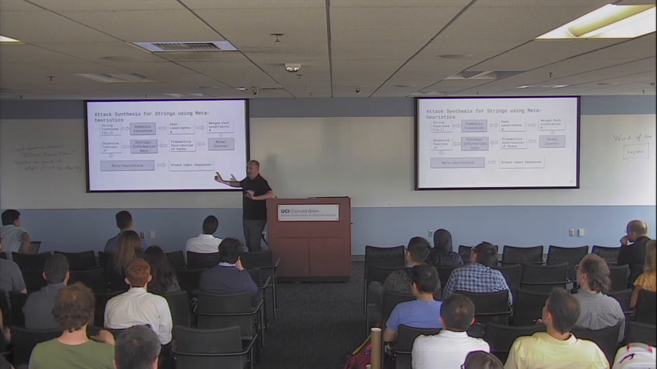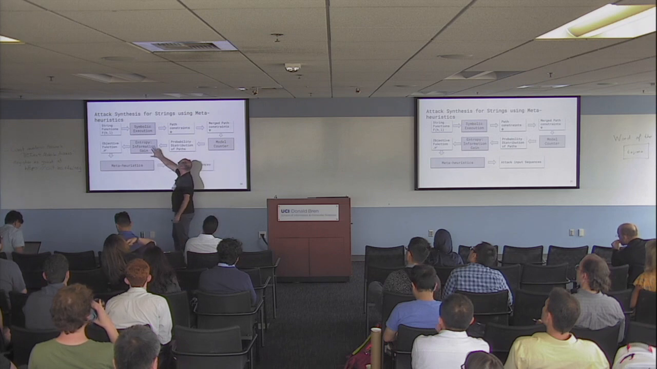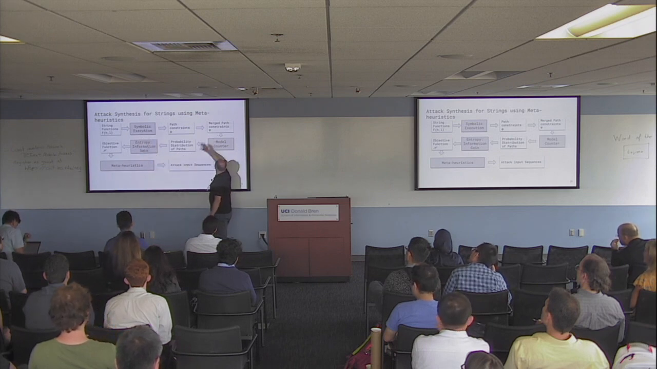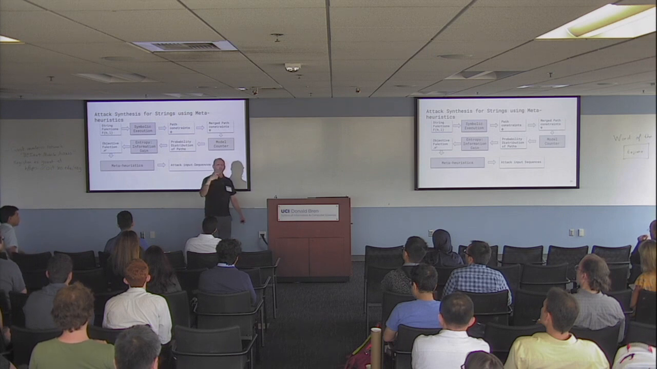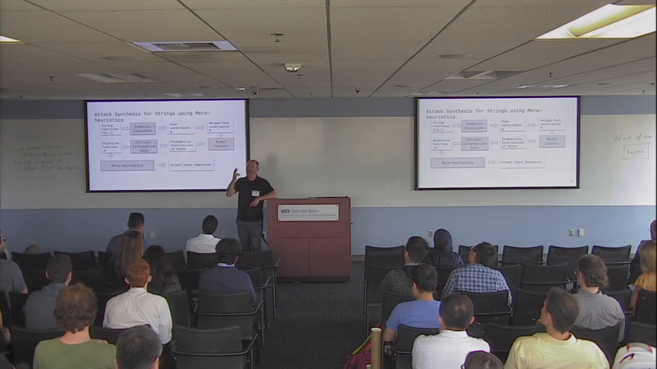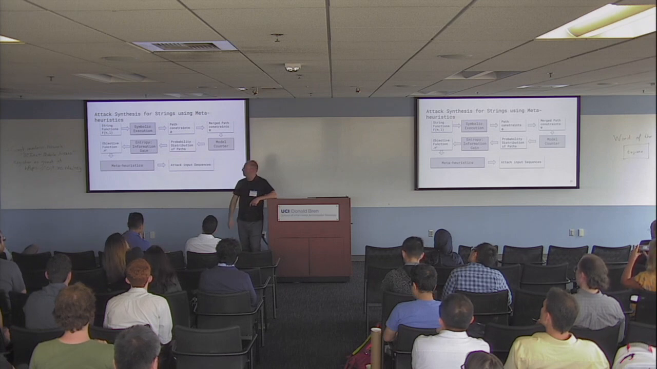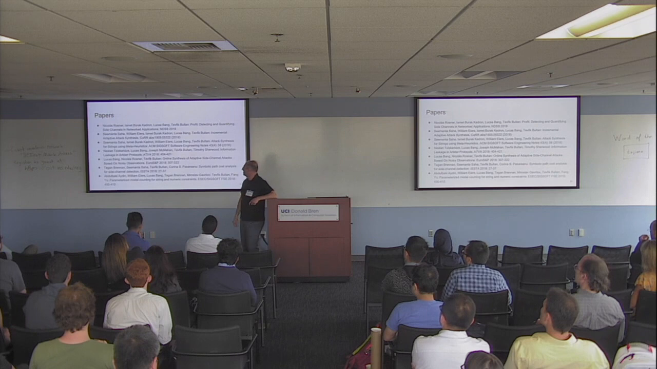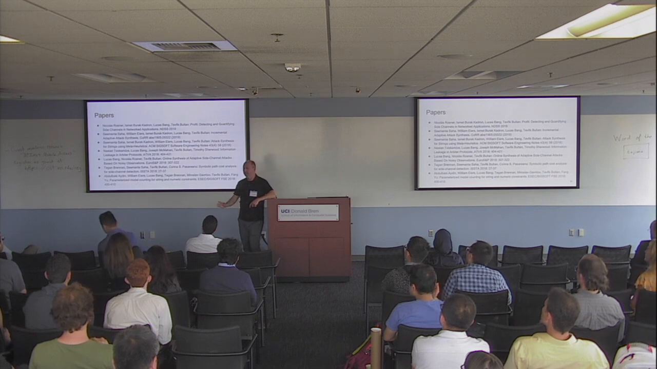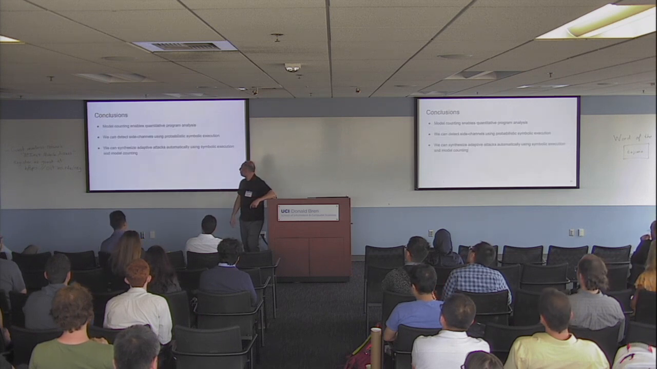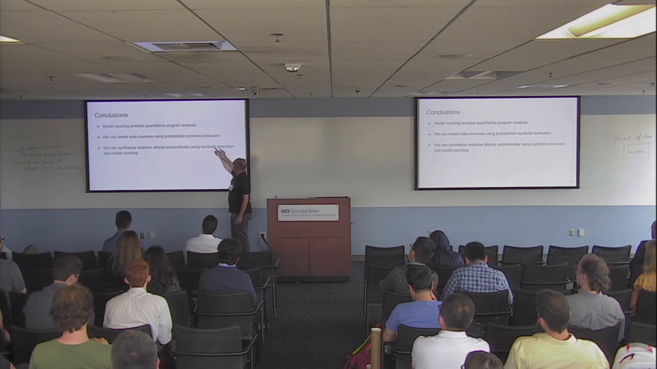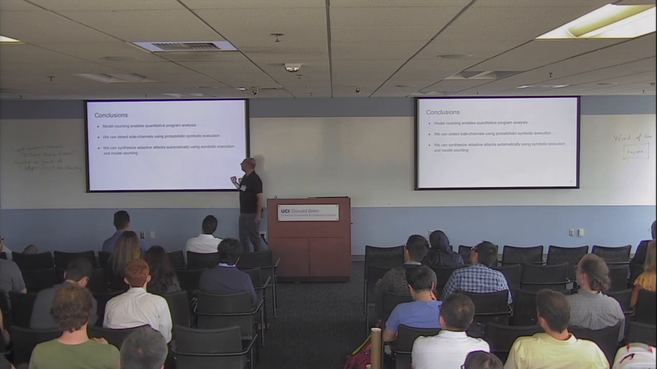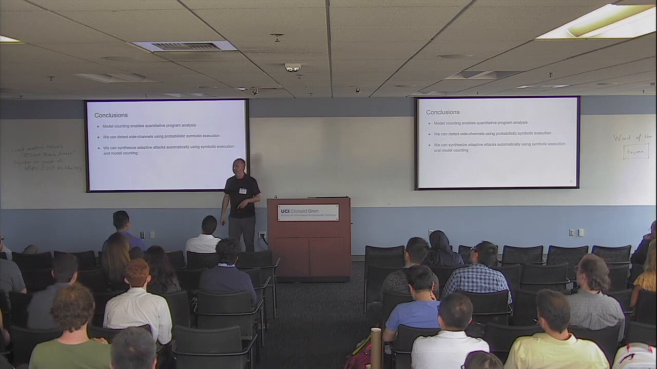Now I want to give you the overall picture before I conclude. We use symbolic execution, we use model counting, and we use entropy. Combining all this together, we can detect side channels, quantify the amount of leakage, and also find the attacks that find the secret. We have a lot of papers on different aspects of this, because there's the model counting aspect, the attack synthesis, and the quantification, so we did a bunch of work. And again, it's the work of my students. So, conclusions: model counting enables quantitative program analysis. We can detect side channels using probabilistic symbolic execution, and we can synthesize adaptive attacks automatically using symbolic execution and model counting. Thanks.